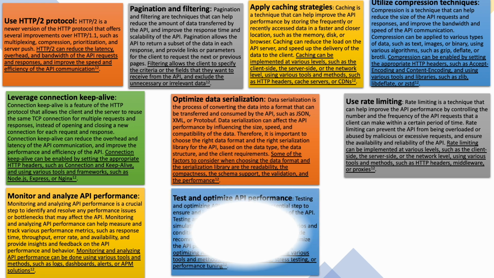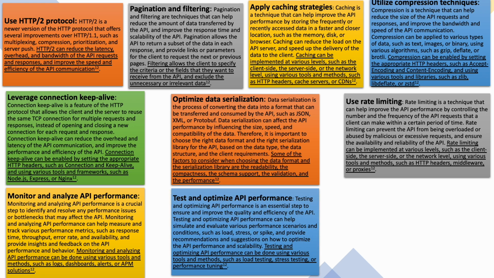Test and optimize API performance. Testing and optimizing API performance is an essential step to ensure and improve the quality and efficiency of the API. Testing and optimizing API performance can help simulate and evaluate various performance scenarios and conditions, such as load, stress, or spike, and provide recommendations and suggestions on how to optimize the API performance and scalability. Testing and optimizing API performance can be done using various tools and methods, such as load testing, stress testing, or performance tuning.